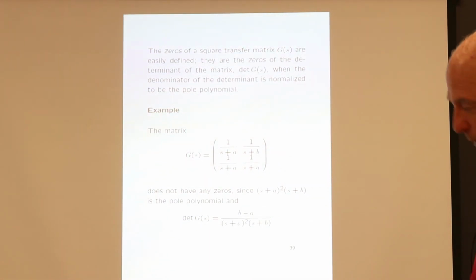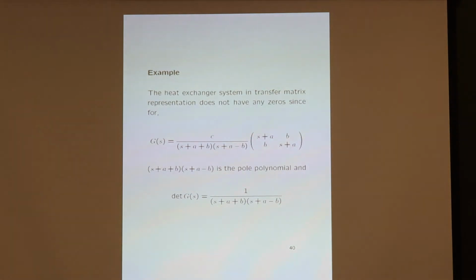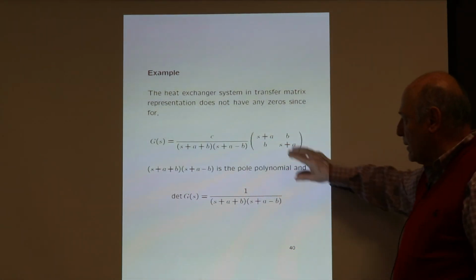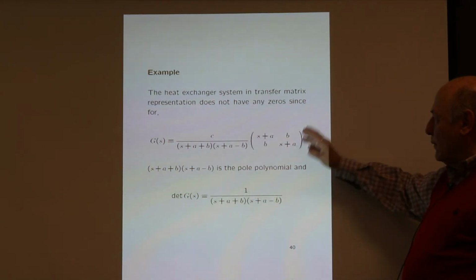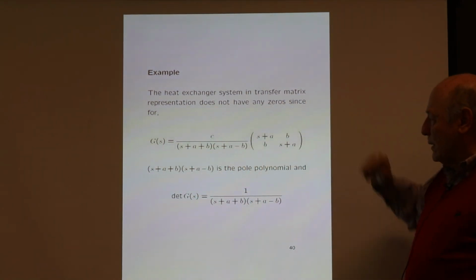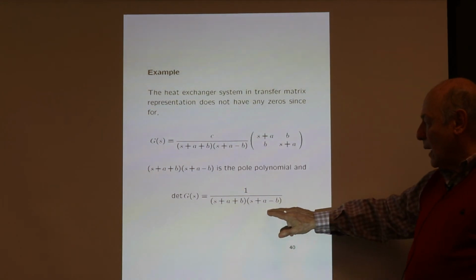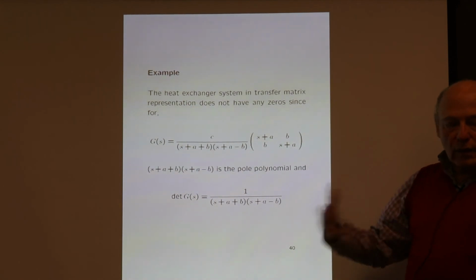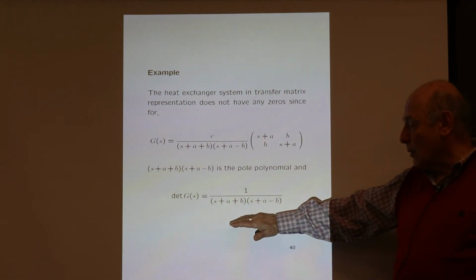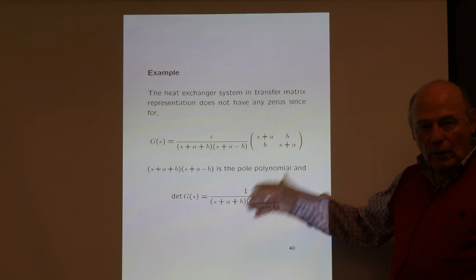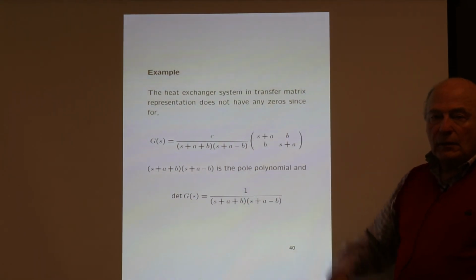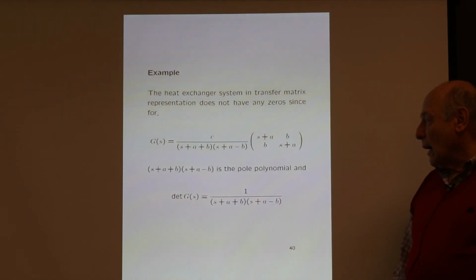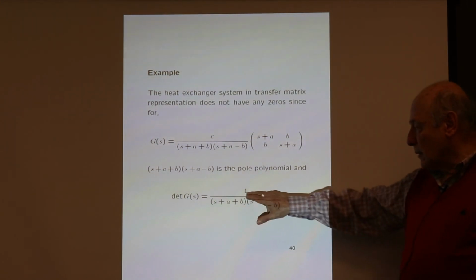Very different. So in the heat exchanger, for example, this is a system transfer matrix. This was the pole polynomial. If you take the determinant of this matrix, you will obtain this. And precisely this denominator is the pole polynomial. So you don't have to force anything here in this example. But if you didn't have the pole polynomial, you have to put it there and multiply by whatever is required to have this as the pole polynomial. And in this case, there is no zero.